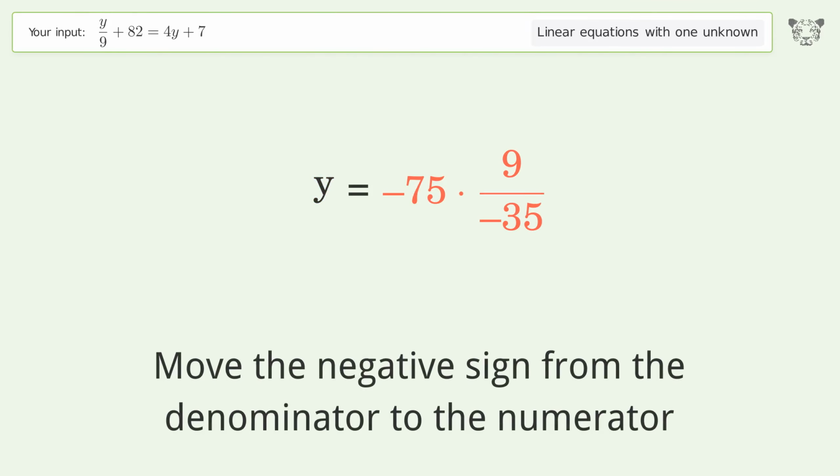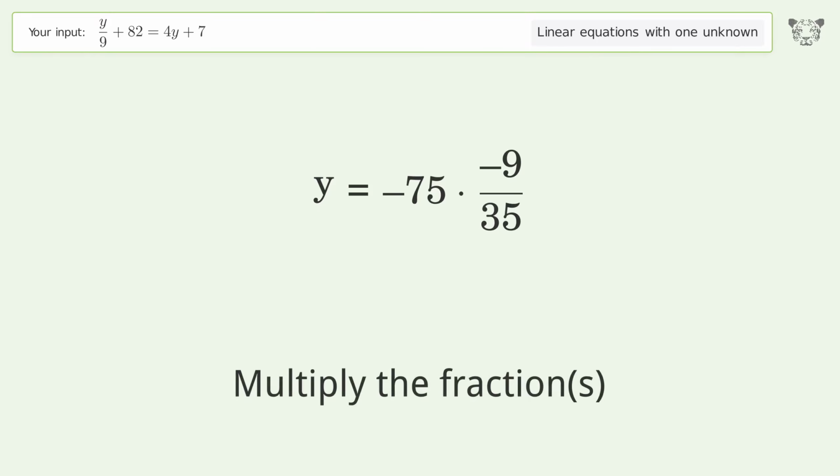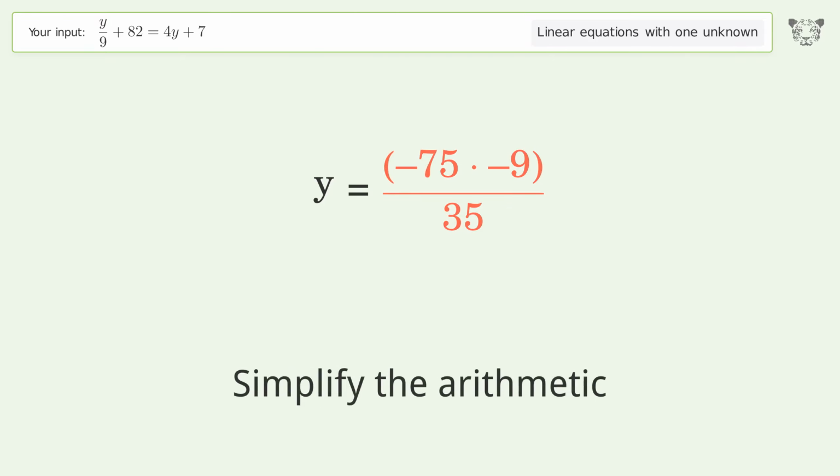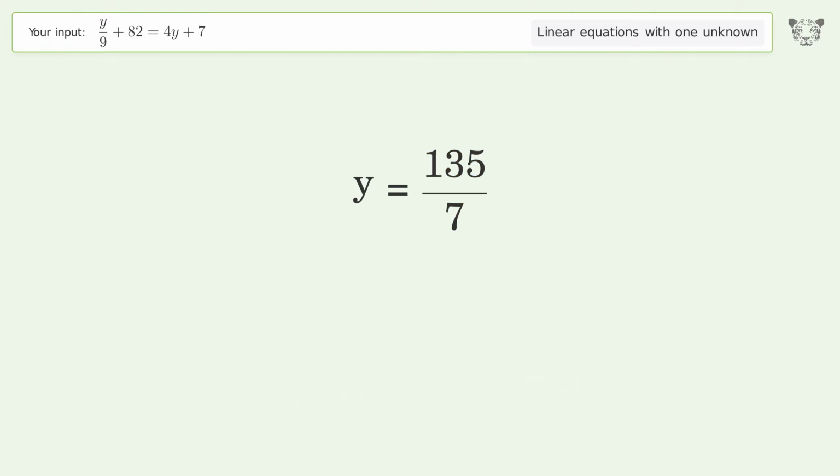Move the negative sign from the denominator to the numerator. Multiply the fractions. Simplify the arithmetic. And so the final result is y equals 135/7.